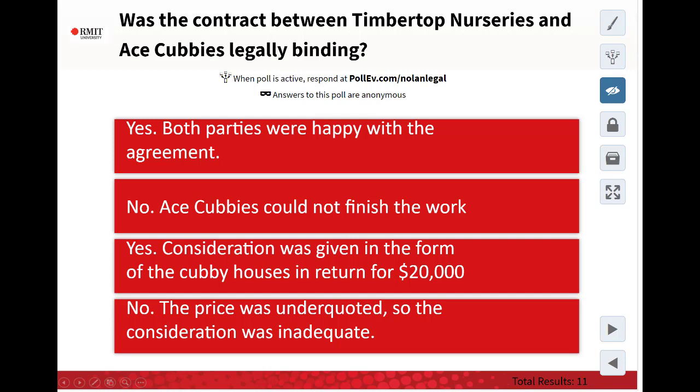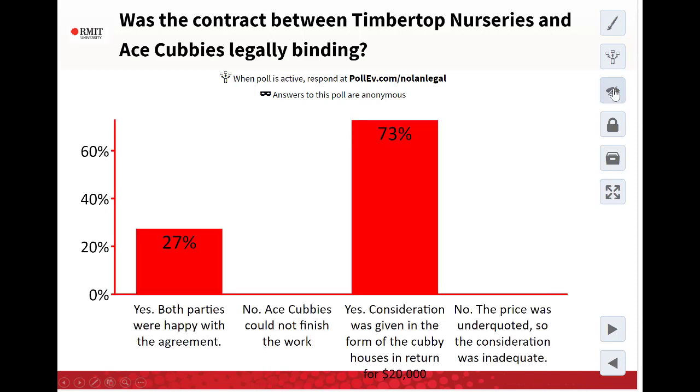So basically, as you can see, this was a poll. It's live at the time that I'm recording it, but you won't be able to participate directly in the poll. So once the students had uploaded their responses, and as you can see, only 11 of them were brave enough to do so, we saw basically the responses here. So essentially what I'm able to ascertain from that is everybody was satisfied that there was a contract, that there's an initial contract between Timbertop Nurseries and Ace Cubbies.